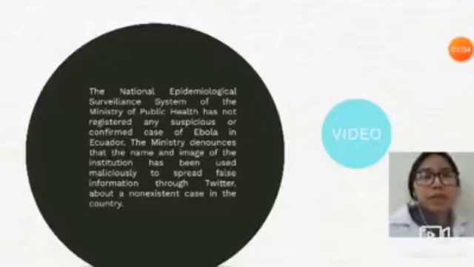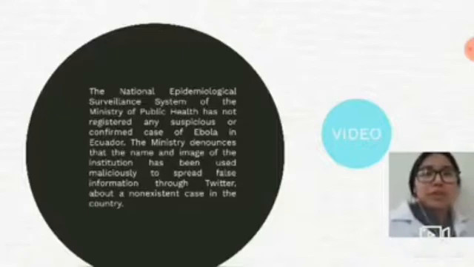A national epidemiological system of the Ministry of Public Health has not registered any suspicions of confirmed cases of Ebola in Ecuador. The minister denounced that the name and image of the institution has been used to spread false information through Twitter and avoid non-existent cases in the country.